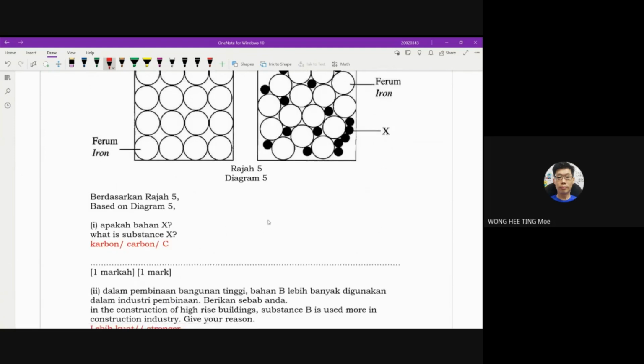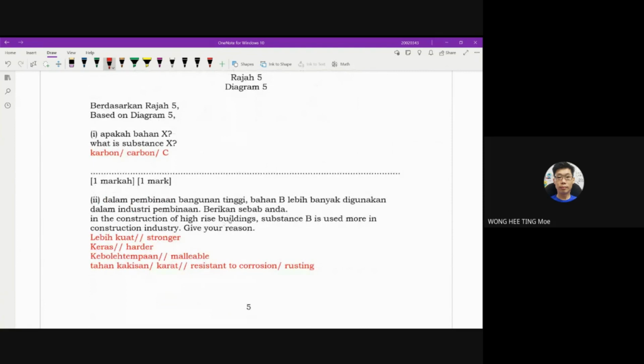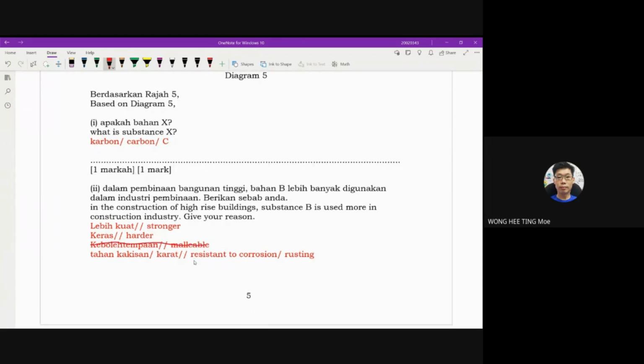Now, in the construction of high-rise buildings, substance B is used more in the construction industry. Give your reasons. Why? It is stronger or harder, and it is more resistant to corrosion or rusting. And then it is malleable. Actually, malleable is for pure metals, right? So we don't put this. We cancel this. It is harder, stronger, or resistant to corrosion or rusting.